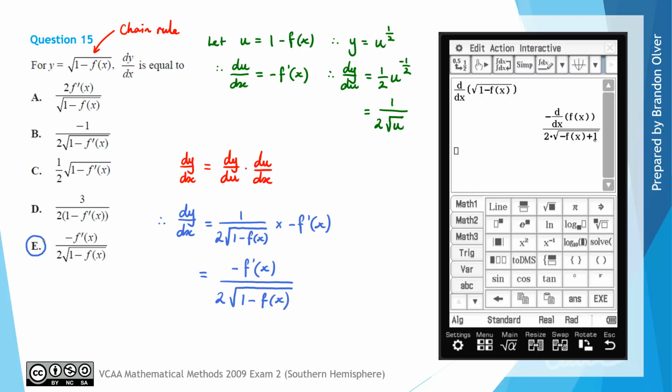Thinking back to what we got by hand, the negative d/dx of f of x on the top line is just the same as negative f dashed of x. And on the bottom line, we've still got our 2 and then the square root of 1 subtract f of x. Obviously the order is negative f of x plus 1 on the calculator, but they are the same thing. So that output is the same as what we'd already found by hand, but you still do need to interpret that as negative f dashed of x on the top line of the fraction.